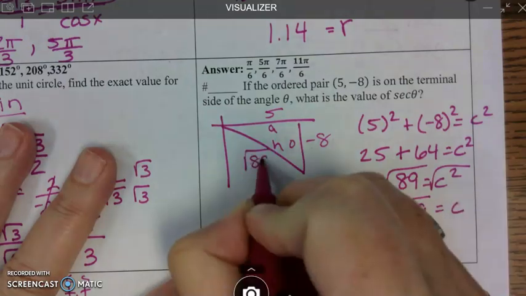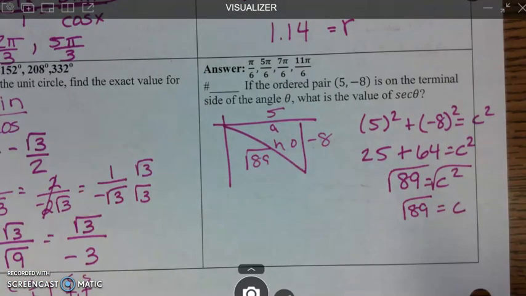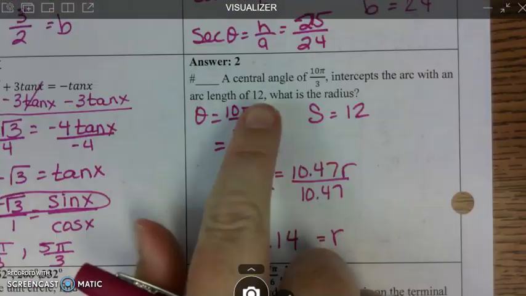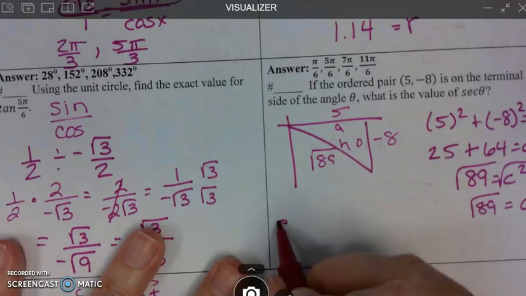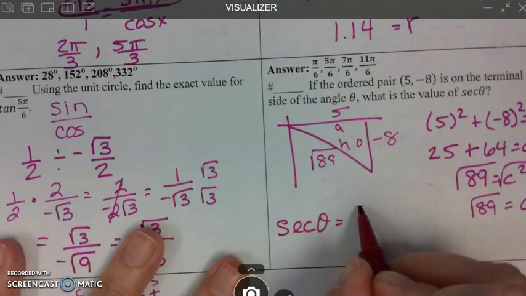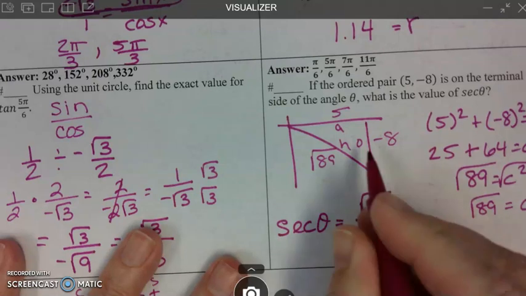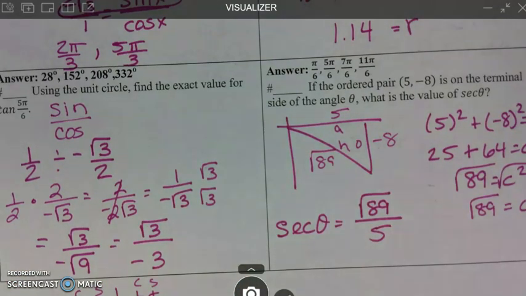I did a lot of secants here. So secant, like we did over here, is H over A. So secant is H, which is the square root of 89, over A, which is 5. And that is it. I hope this has helped, and I'll see you on page 3.